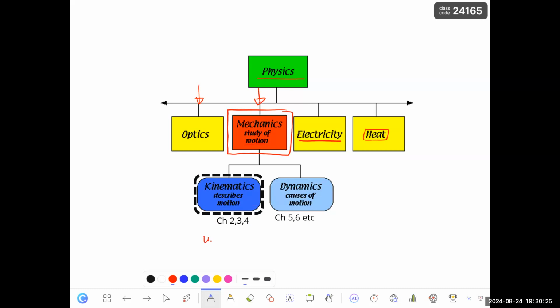Now, when we talk about motion, two things come to mind. What causes motion? And the second one is what is happening during the motion.